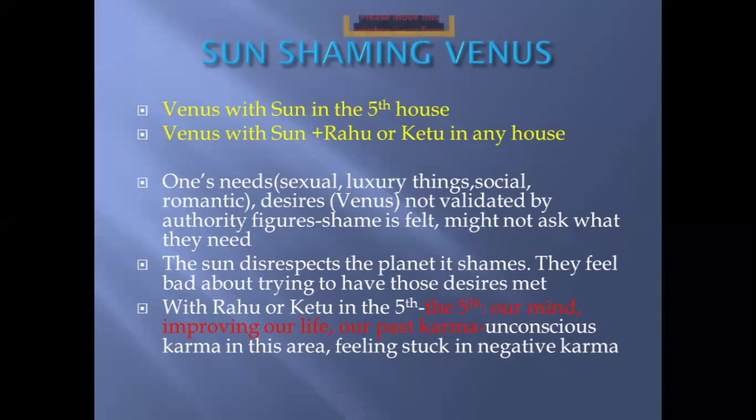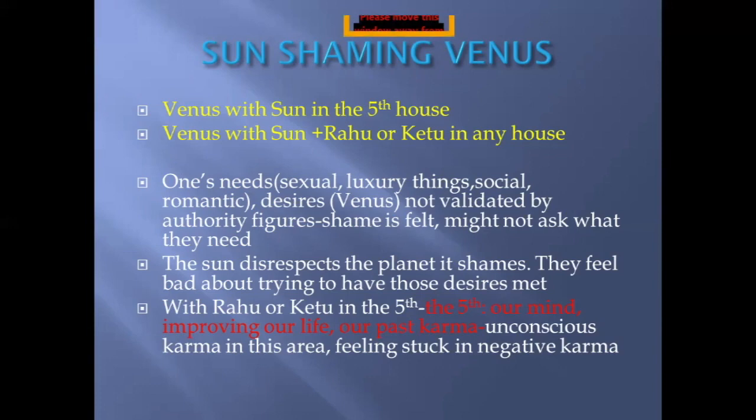One's needs or desires are not validated by authority figures, so they're going to feel shame. They might not be able to ask for what they need. Again, those needs could be sexual or things to do with luxury, romantic, social things. They might not feel like they can ask for what they need. The Sun is going to be disrespecting Venus in this case, so they feel bad about trying to have those desires met.